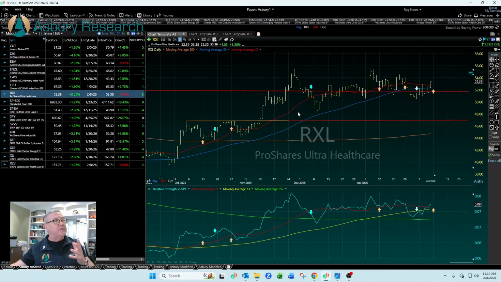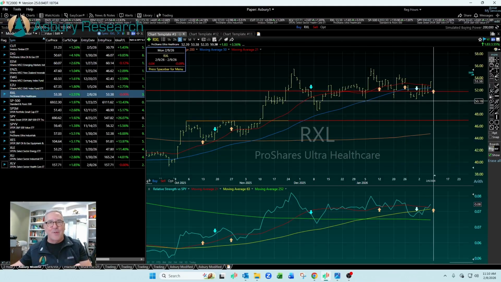RXL is brand new. This is on CEF Ultra. There's information about CEF Ultra, by the way, if you go to the CEF rectangle up at the top of the research center. So this is a new one. That's why we've got an orange arrow here on a day where there's no data, because this will be executed for those that want to do it on the opening on Monday.